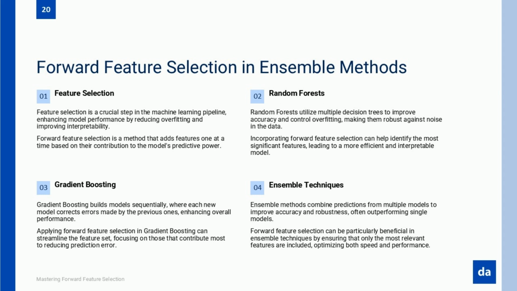So, while ensemble methods are powerful, they're not immune to the problems caused by excessive or irrelevant features. Forward feature selection streamlines these models, improving efficiency, reducing overfitting, and making them easier to interpret. But what if your data isn't just large, it's sequential? Time series models come with a whole new set of challenges, and forward feature selection plays a critical role in handling them effectively. Let's explore how it works with time-dependent data next.